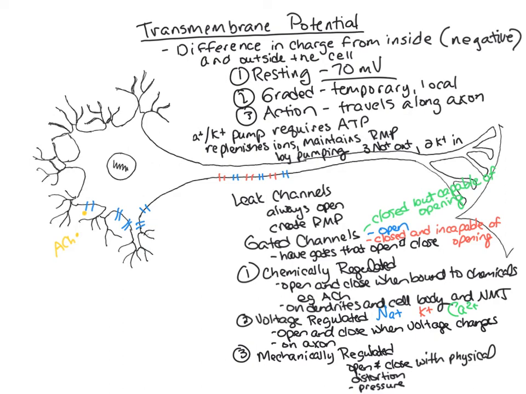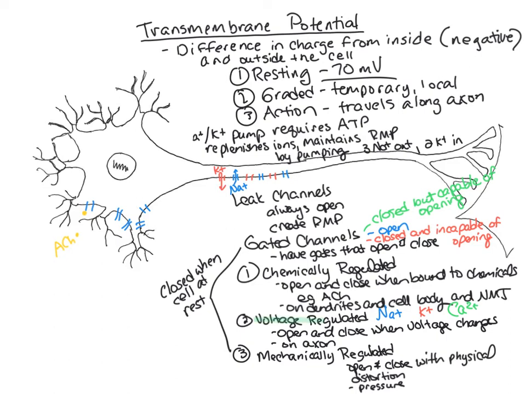When the cell is at rest, most of these gated channels are closed. The opening of gated channels will change the rate of ion movement across the cell membrane. If sodium channels are open, more sodium will move across the cell membrane. If potassium channels are opened, then more potassium will move across the cell membrane.